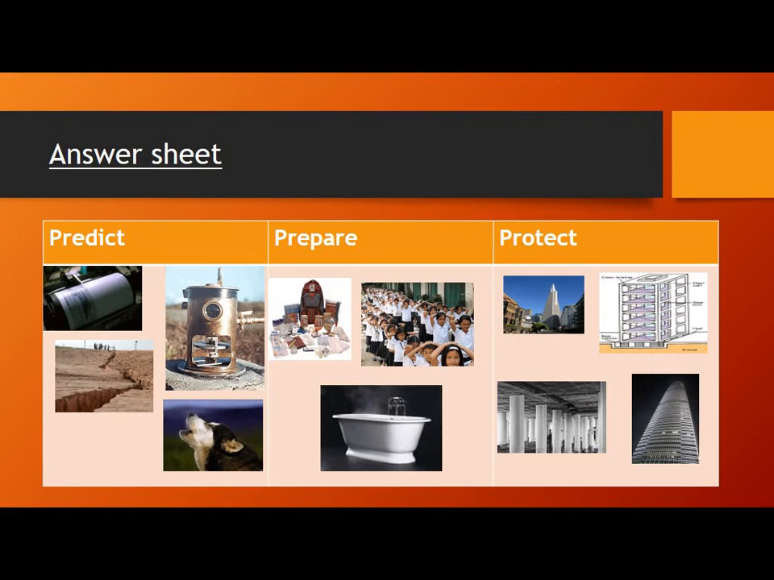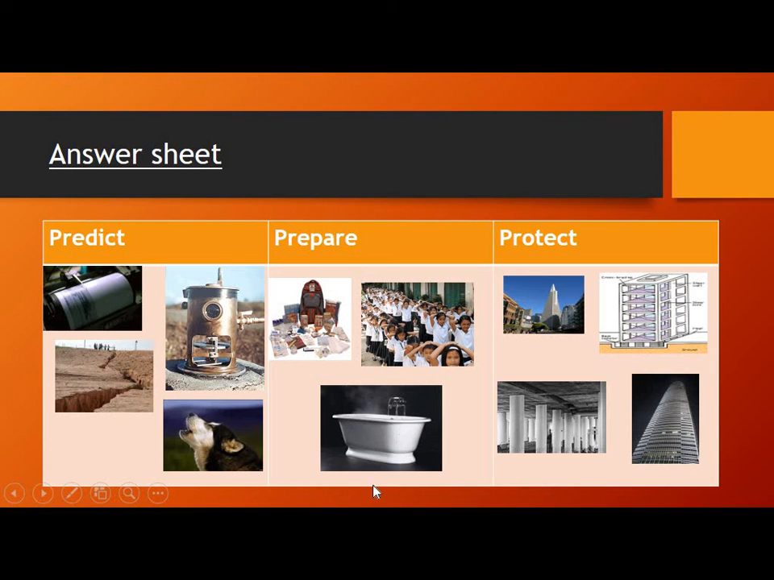Okay, welcome back. So the answer sheet. Our seismograph, our tilt meter, our monitoring animal behaviour, and the measuring gas were all methods of predicting. It's almost identifying the movements before we actually start feeling them. So that is our predict category.